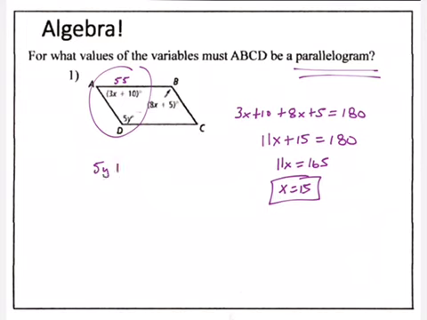So 5y plus 55 equals 180. Subtract 55, you get 5y equals 125. So y has to be 25 in this case.